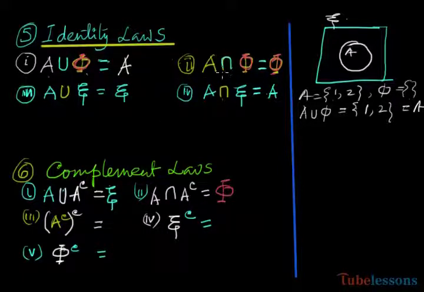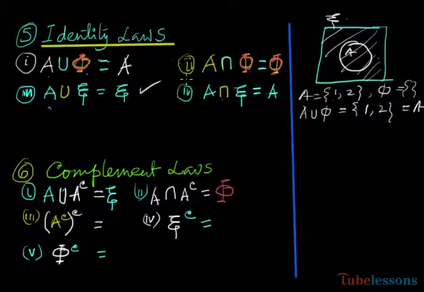But A intersection null set is null set because there is no common element between them. A union xi, that is union of xi and this, the whole is, because A is a subset of xi, so A union xi is equal to xi, but xi is the universal set. And A intersection universal set is equals to A. Only this portion, the common part of xi and A. So that is equals to A.